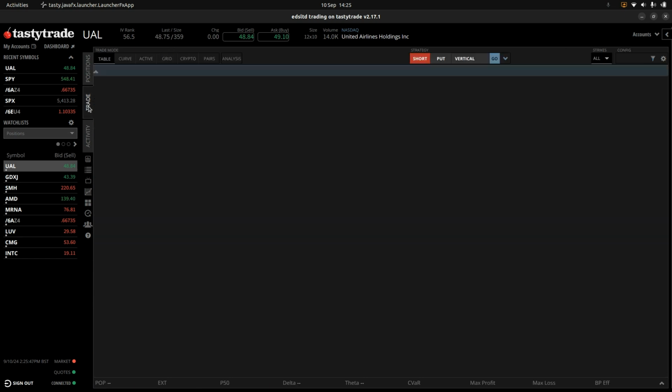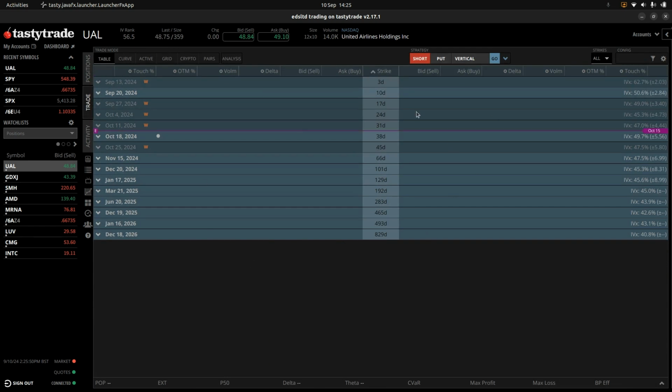If we go over to the trade tab, we're just looking at UAL at the moment, but we can see we've got our weekly expirations denoted by the orange W, and then everything else is our monthly expirations. Our next monthly expiration is September 20th, and then the one after that is October 18th. We're going to stay away from the weeklies for the purpose of this video. There typically is less activity on those compared to the monthlies.